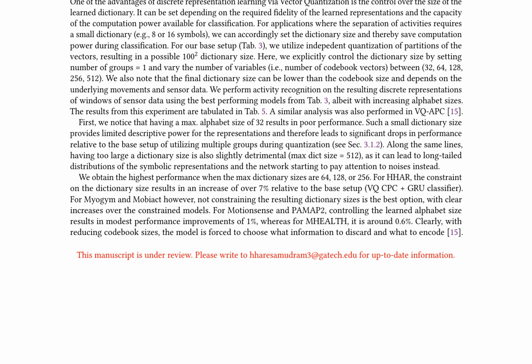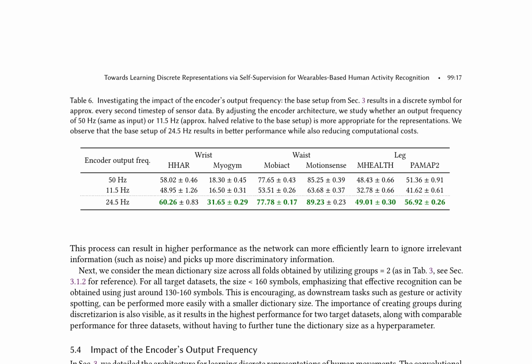reduce data upload costs. This research explores the impact of varying the output frequency of a convolutional encoder on the performance of human activity recognition in wearable-based systems. The study observes that an output frequency of 24.5 Hz results in better performance while reducing computational costs.